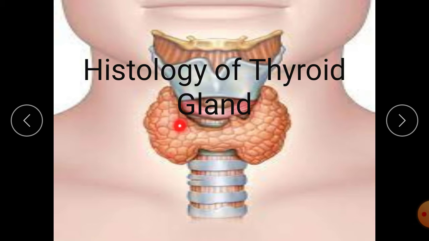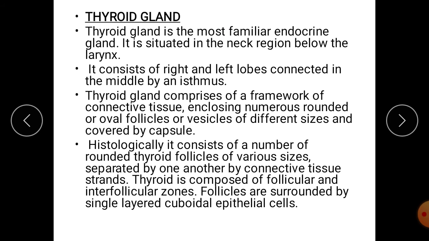So this is the thyroid gland. Can you see here? And this part is the voice box, larynx. Okay, thyroid gland. And it has three lobes: two lateral lobes, and these two are connected by the isthmus. So it consists of right and left lobes connected in the middle by an isthmus.